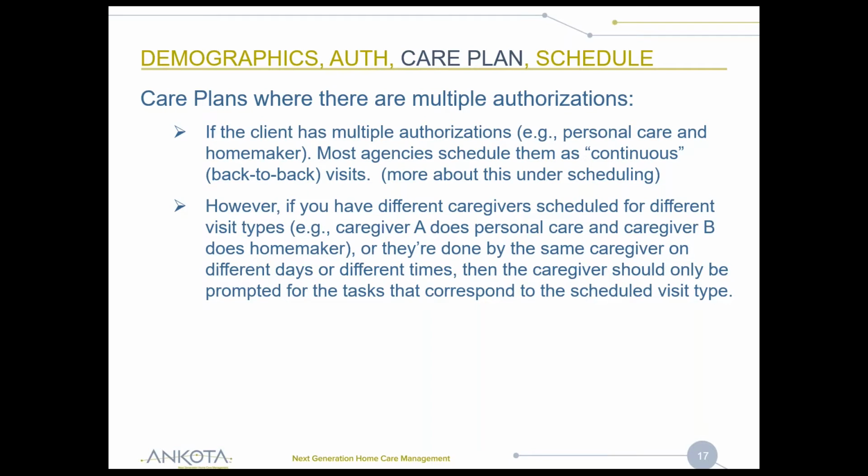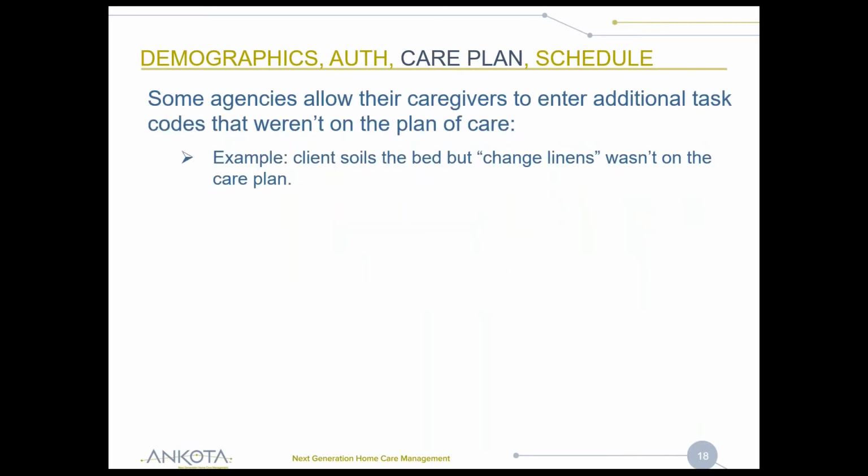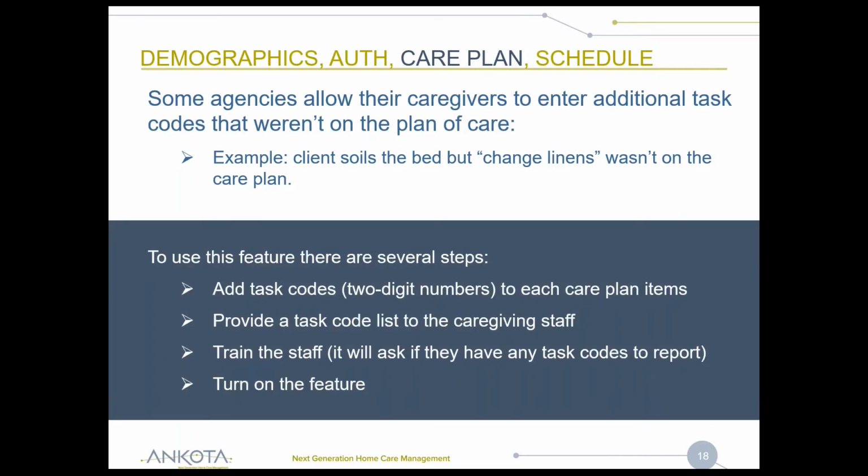As I mentioned earlier, the caregiver could just clock in once and clock out once. The system knows, because you've organized your care plan tasks with the appropriate service, to ask all the questions for all of those services. Whereas if somebody was only doing a subset of those services, they would only be prompted for a subset of the tasks. Now some agencies, and we see this a lot more in other states than in Missouri, also want the caregiver to be able to add additional items onto the plan of care.